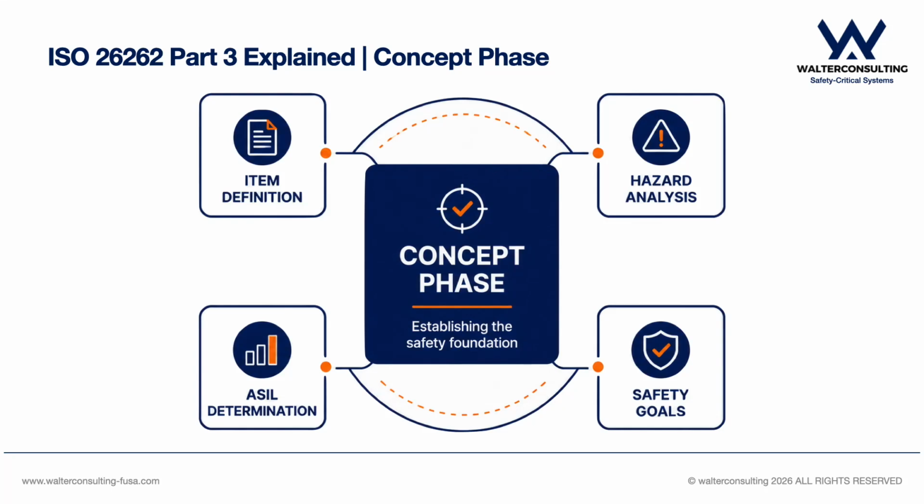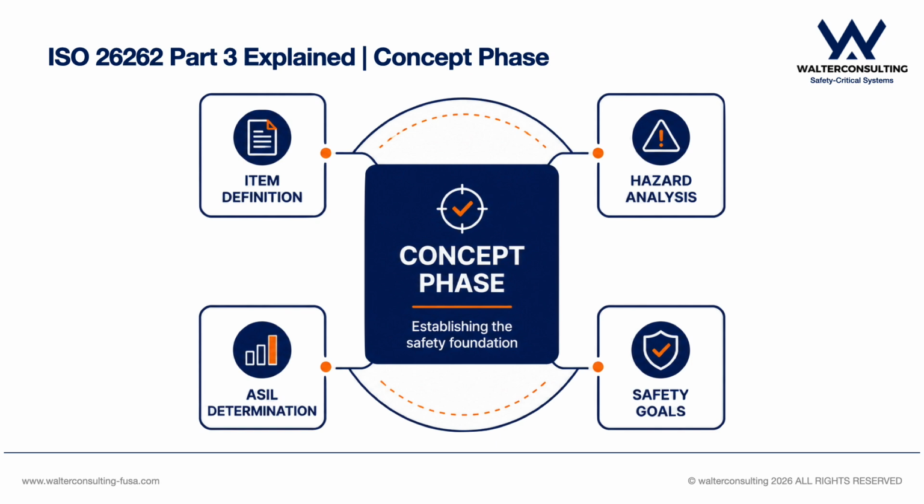Before a system can be designed, before software can be developed, and before safety mechanisms can be implemented, one important question must be answered. What could go wrong? This question lies at the heart of the ISO 26262 concept phase. Part 3 introduces the activities that establish the foundation for functional safety.